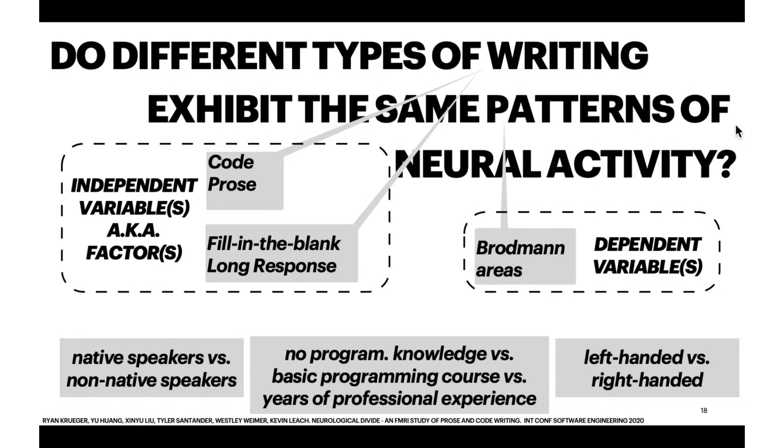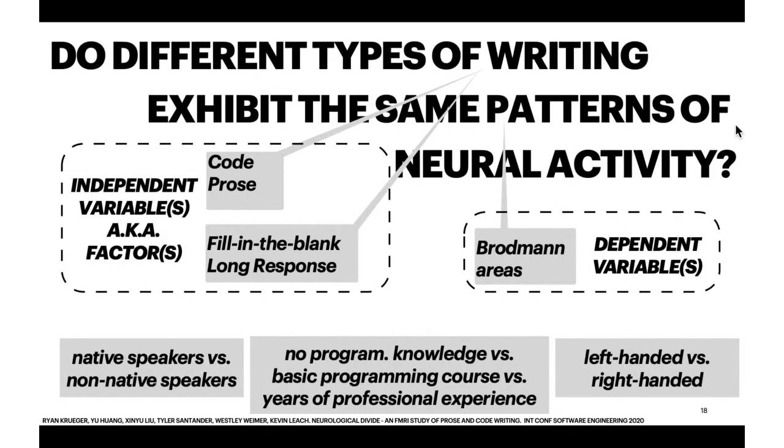There is a question in the chat. Why are we not considering the two types of writing as values of an independent variable writing type? We actually are, right? So there are two variables. One variable is code versus prose, and another variable is fill in the blank versus long response, because you can combine them in several possible ways. So you can do code and long response and prose and fill in the blank and so on.